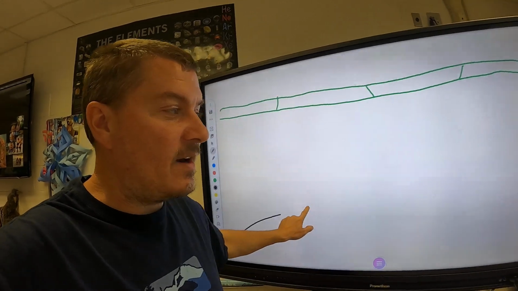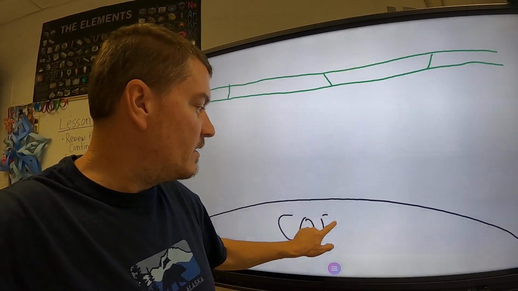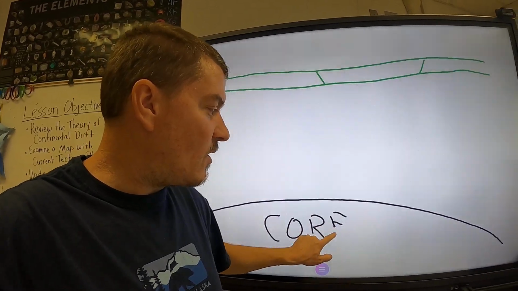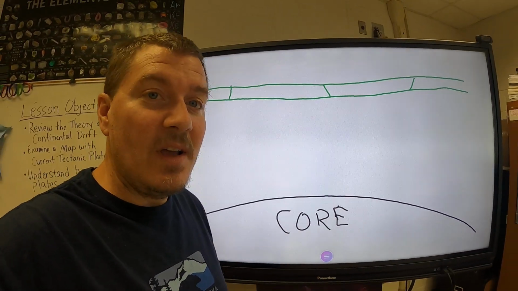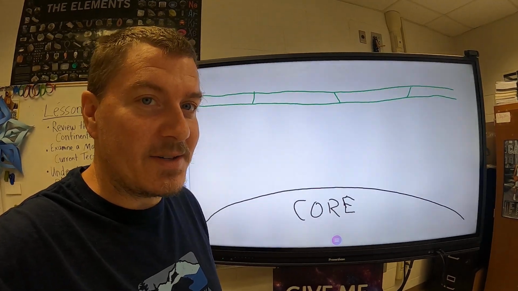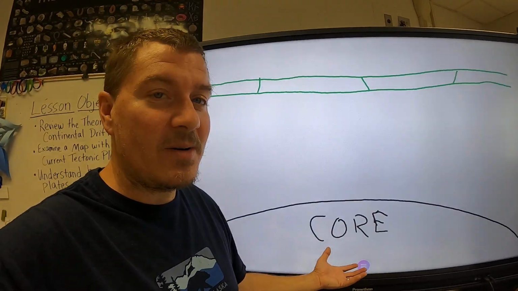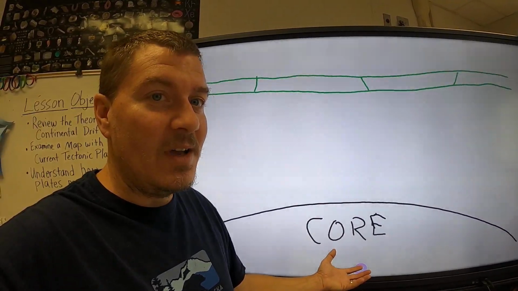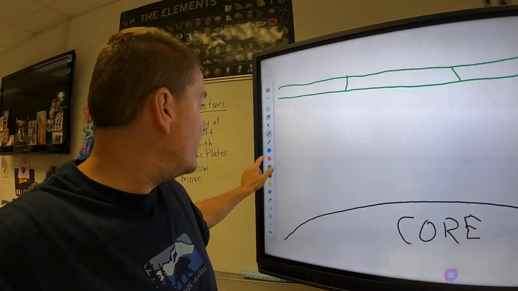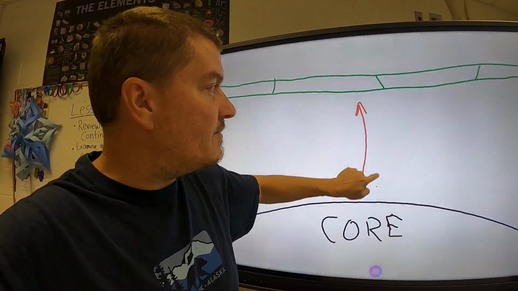We need to look below that at the core. So one thing that we learned about the core in our previous unit is that the core is exceptionally hot. The inner core can get as hot as 10,000 degrees Celsius. It's as hot as the surface of the sun. So this incredible heat at the bottom of the mantle being supplied by the core is causing the liquid rock in the mantle to rise.